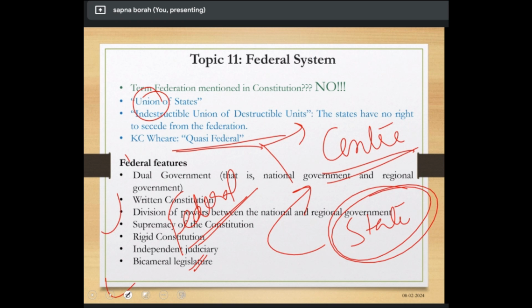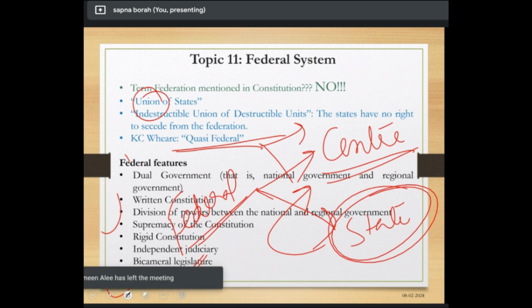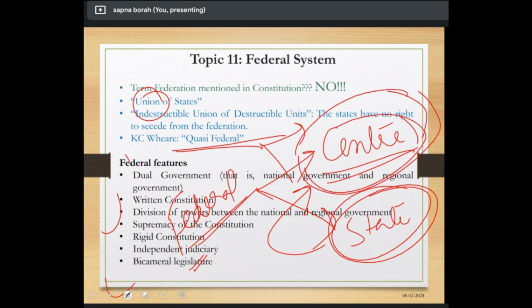And in that scenario, we also know that in a federal system there is a central government and a state government. We all know that we have a parliament and a state legislature. So this kind of government, this kind of features, they are all federal features. But at the same time, we'll study it in the next slide. There are also some features where the center has been given all the power, where the center holds the maximum power or maximum decision making. So in that scenario, we will consider that the Indian union is a unitary system.